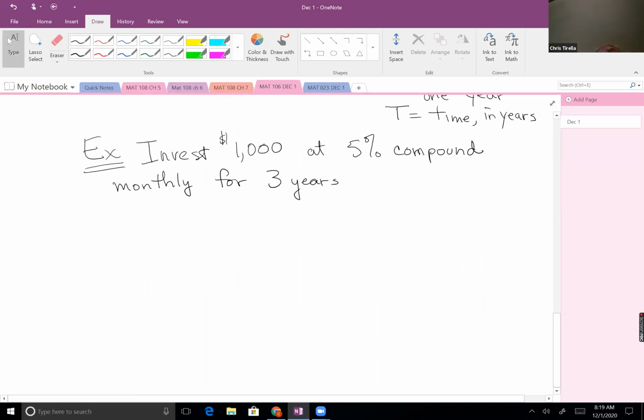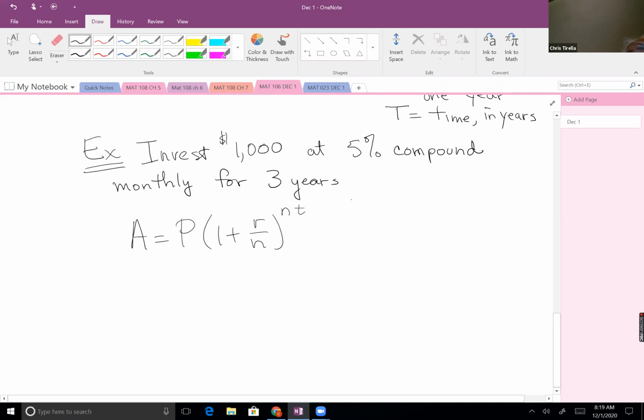Again, with these problems, the lion's share of the work is done by your calculator. Oh dear, and I'm in a panic because right now I don't see the calculator. Oh, I got it. A calculator that is comparable to what you guys have. Write the formula: A equals P times 1 plus r over n to the nt.